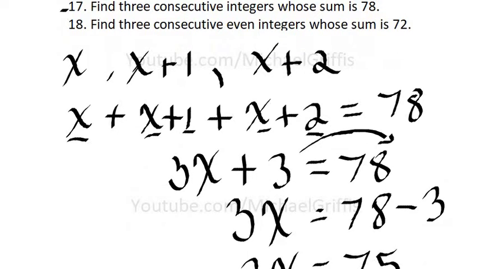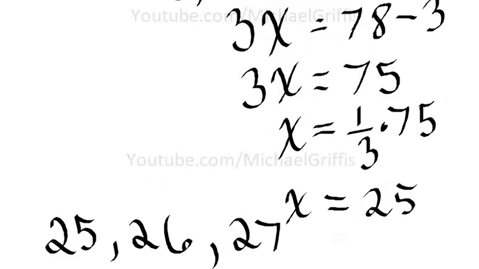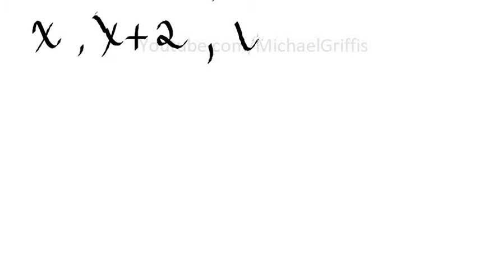Let's take a look at 18. In 18, it says find three consecutive even integers whose sum is 72. So this time they're even integers. So we'll let x be the first integer, x plus 2, and then x plus 4 be the third integer.